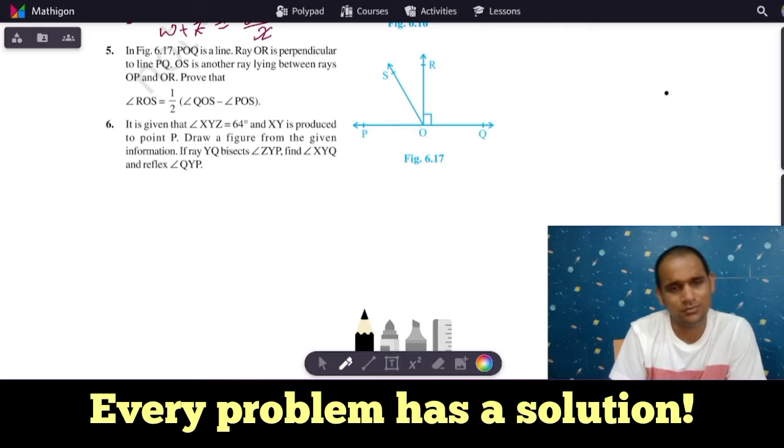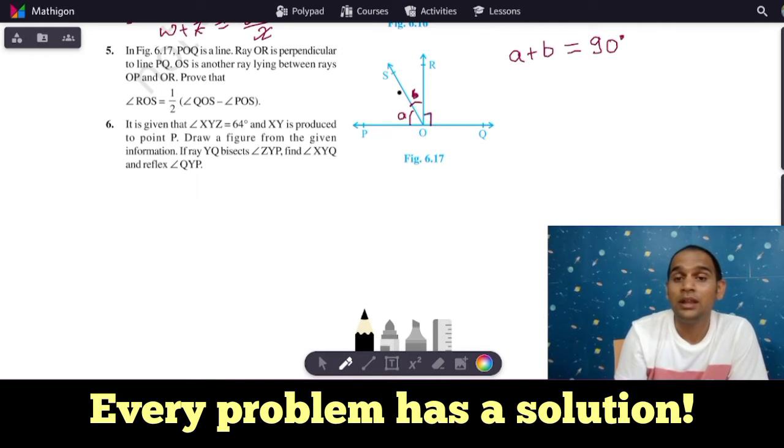So let's try to go step by step. Now, what do we understand here? As you can see, this particular angle is 90 degrees. That means if I take this angle as A and this as B, angle A plus B must also be 90 degrees, because POQ is given as a line. So A plus B plus 90 is 180. So A plus B will be 180 minus 90, that is equal to 90 degrees. I hope that makes sense.